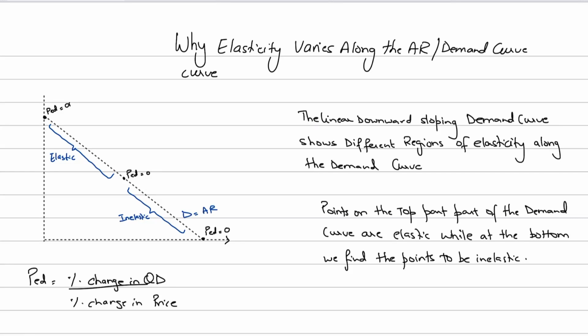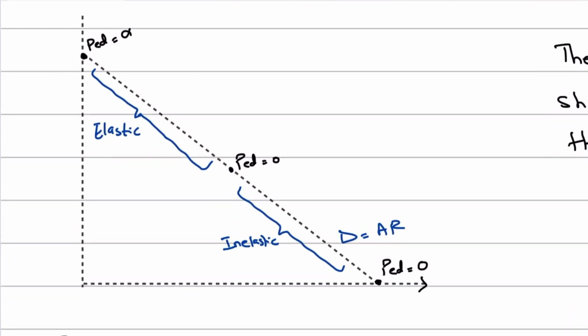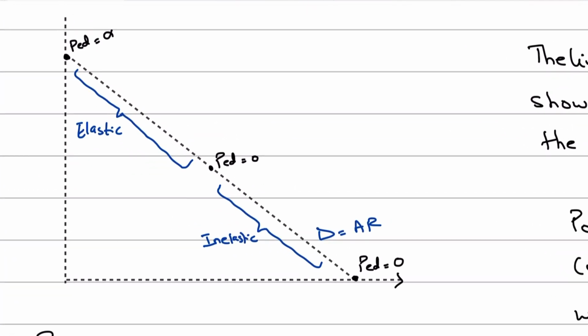Hi guys, welcome back. In this video, we're going to be discussing why the price elasticity of demand varies along the average revenue or the demand curve. We know that the average revenue is your demand curve. Now, what you can see over here is that you have a linear downward sloping demand curve, which is your average revenue curve.